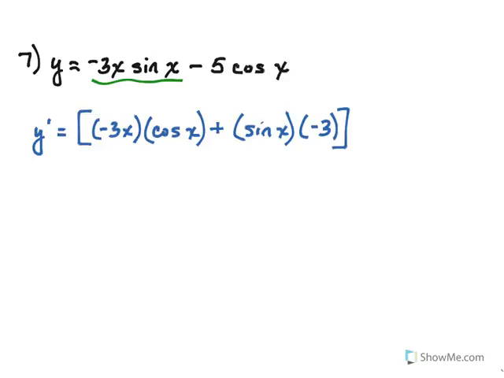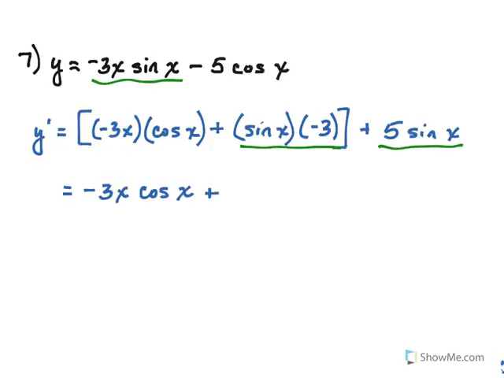So then we have the derivative of negative 5 cosine of x. Remember, derivative of cosine is going to be negative sine, so that's going to make this a positive 5 now. So if we start simplifying, notice we'll be able to simplify these sine terms back here. So in the front we have negative 3x cosine of x. We can combine the sine terms to be positive 2 sine of x.